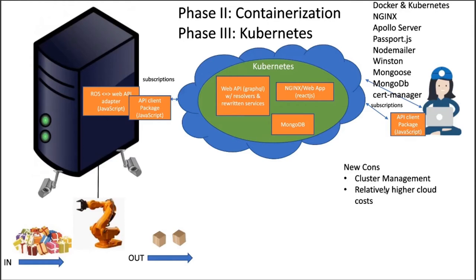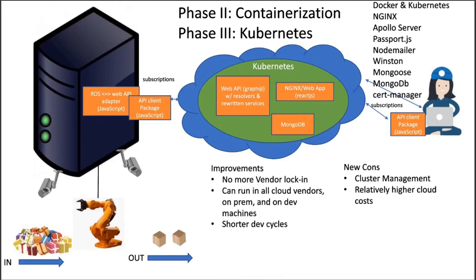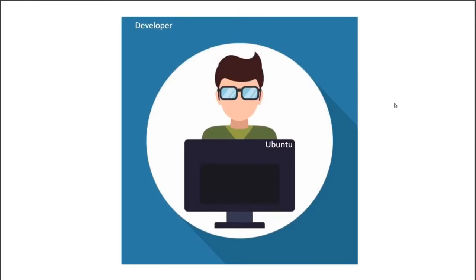And even though there's auto scaling and it's not that hard, there's also relatively higher cloud costs, right? Because now you're essentially renting these VMs by the minute versus paying per request, like with the serverless setup. But you do escape the vendor lock-in, right? All the major cloud providers can run Kubernetes. You can even do it on bare metal, which enables on-prem deployment, and even on dev machines, we'll see in a minute, with much shorter dev cycles. The developers have a much easier time working with Kubernetes because they can run it all on their own box.